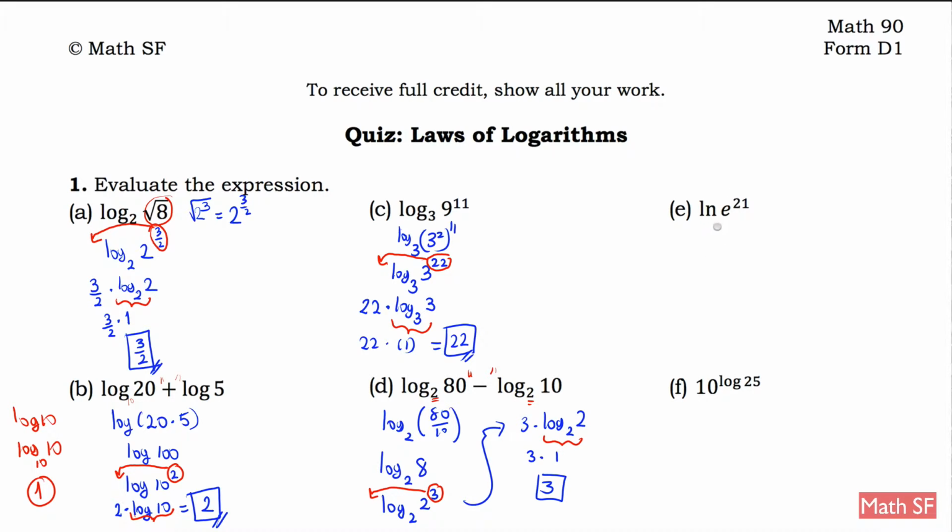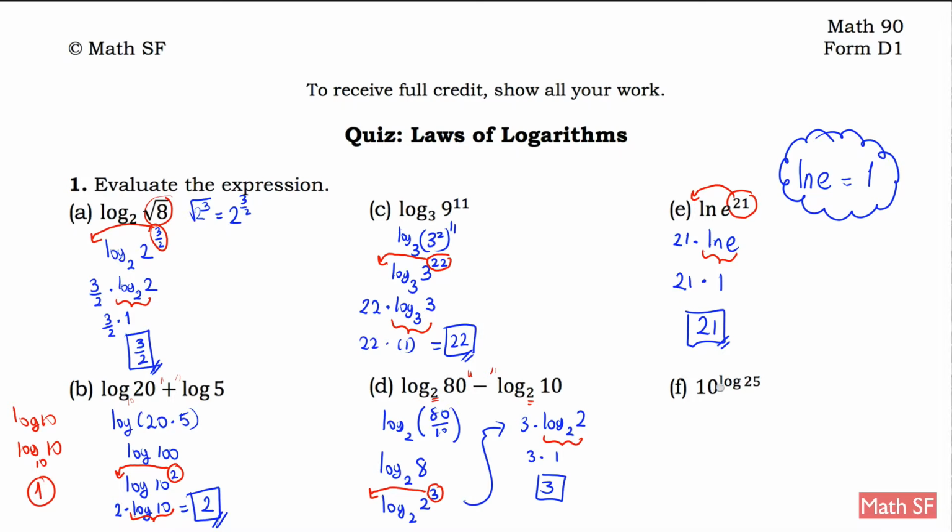Next, natural log of e to the power of 21. Using my log exponent law, this 21 goes in front, multiplying, so it should be 21 times ln of e. This is a must-know property: ln of e equals 1. So in other words, I will get 21 times 1, which is 21.